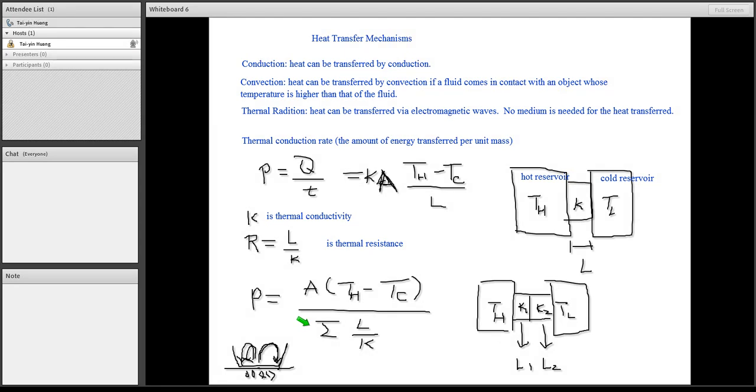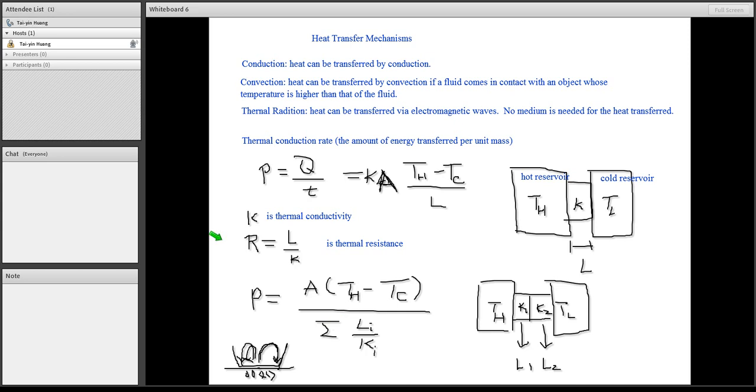L, of course, is the thickness, and K is the thermal conductivity. So I should write Li and then Ki. Okay, so depending on how many different objects are sandwiched between these two reservoirs, you can decide how many terms there will be. If there is just one, there's just one term. If there are two, then there will be two terms. Three, then there will be three terms.